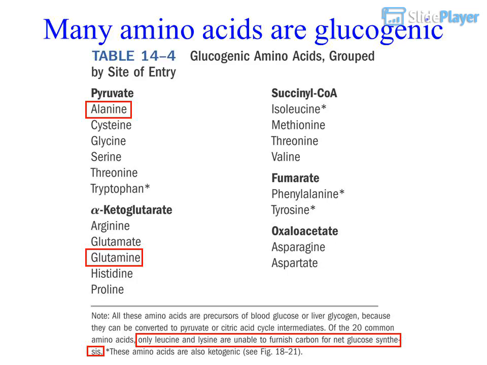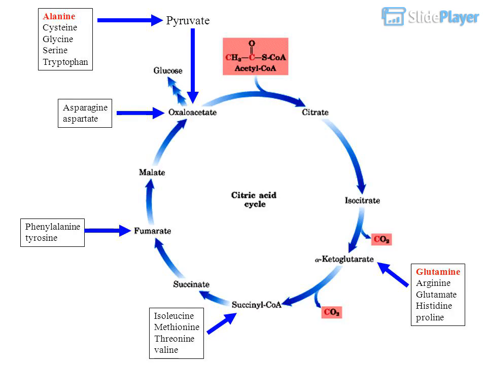Many amino acids are glucogenic. Pyruvate, alanine, cysteine, glycine, serine, tryptophan, asparagine, aspartate, phenylalanine, tyrosine, glutamine, arginine, glutamate, histidine, proline, isoleucine, methionine, threonine, valine.